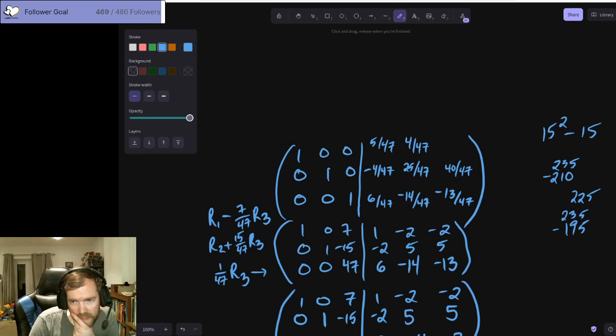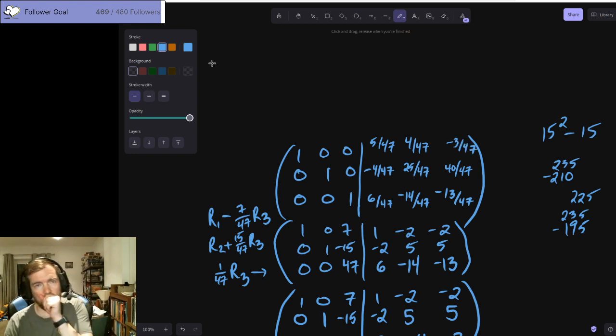Okay, and same deal. It's a negative 94 plus 13 times 7 is going to be a 91. So negative 3 47ths. Not sure I actually believe this, so we'll go over to alpha.